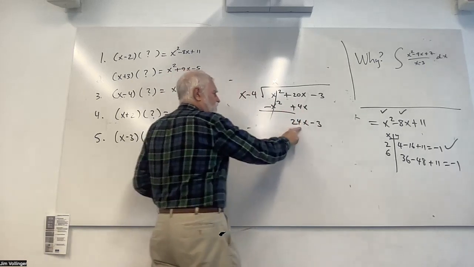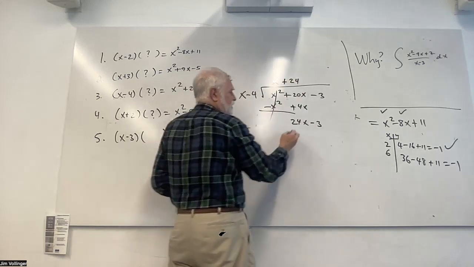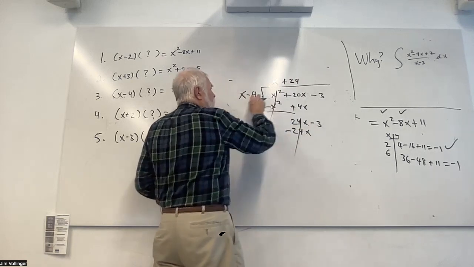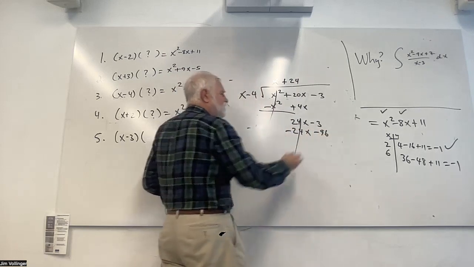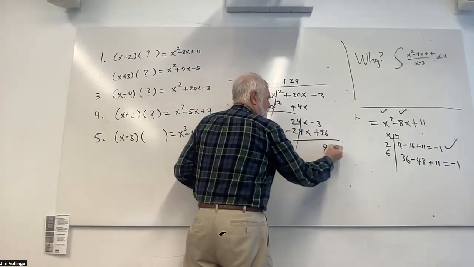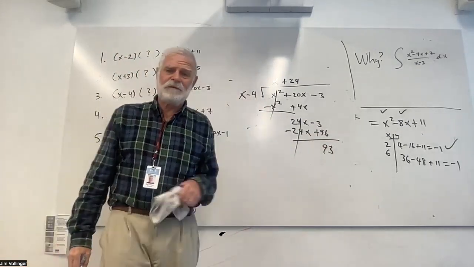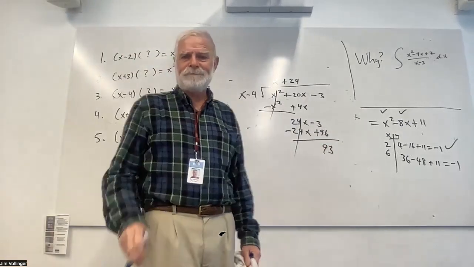How many times is x going to 24x? 24 times. 24 times x, 24x positive. I'm going to make it negative and add. 24 times minus 4 is minus 96. I think I'm going to change the sign and add. And there's a remainder of 93. And I trust that's what we got when we did it just by working horizontally left to right.